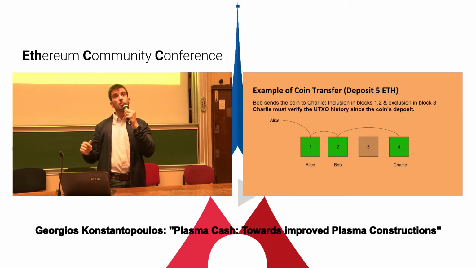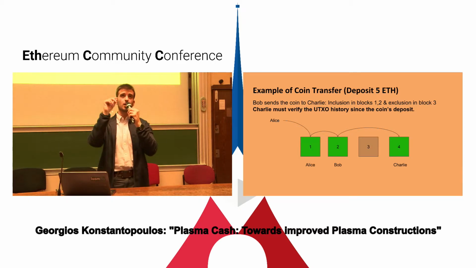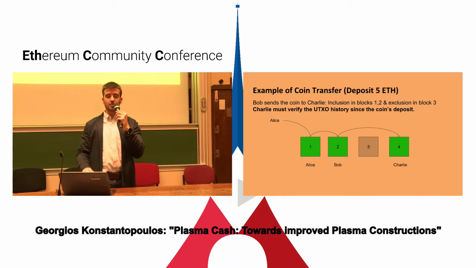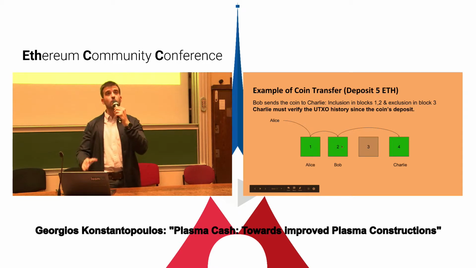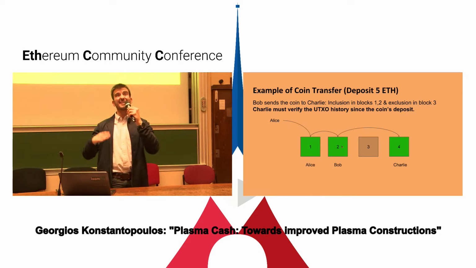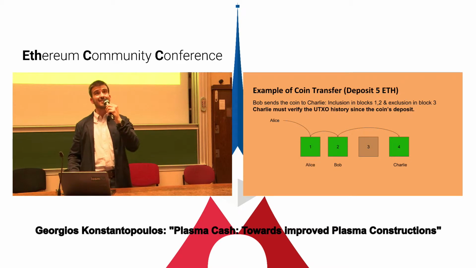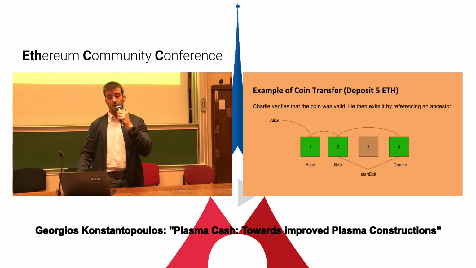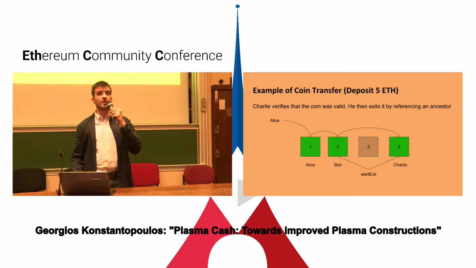Because when Bob wants to send the coin to another party, not only must he send the inclusion proofs at blocks 1 and 2, but he must also show that it wasn't spent at block 3. Because in this example, if Bob would spend it at block 3 and then spend it again at block 4, it's a double spend. So Charlie has the responsibility to always verify that there was no double spend or invalid state transition in the coin's history. Then if Charlie wants to exit, he will reference 2 blocks, he will wait a week, or whatever the security parameter we set, and after that period passes, he can withdraw his funds and get wherever he wants to go.